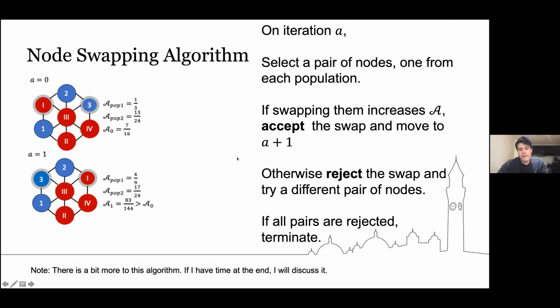And if all pairs are rejected, that means that no further improvements to spatial assortativity can be made, so we terminate the algorithm. It'll be somewhere on the order of 300, 350 iterations for 10% population 1 until you reach that sort of clustered state that we saw earlier.